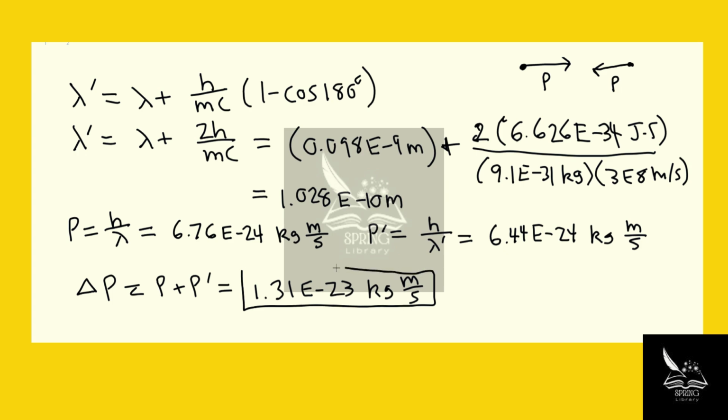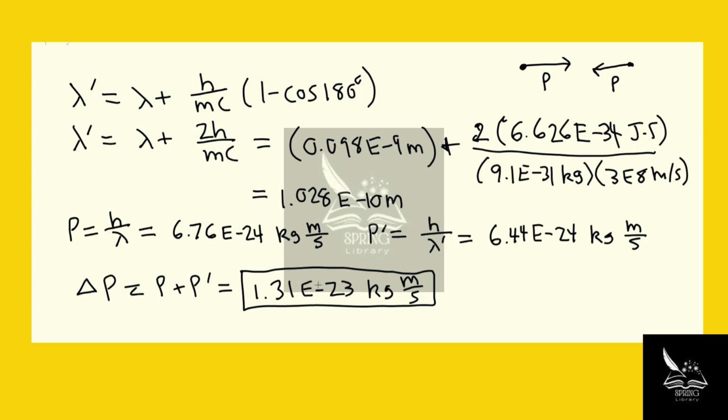Now, by conservation of momentum, if this is the total change in momentum of the X-ray, for momentum to be conserved, this is the amount of momentum that must be transferred to the electron in the scattering event. Thus, this quantity is in fact the momentum of the electron after the scattering.